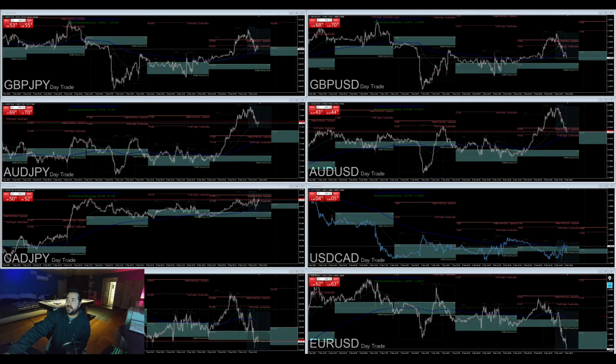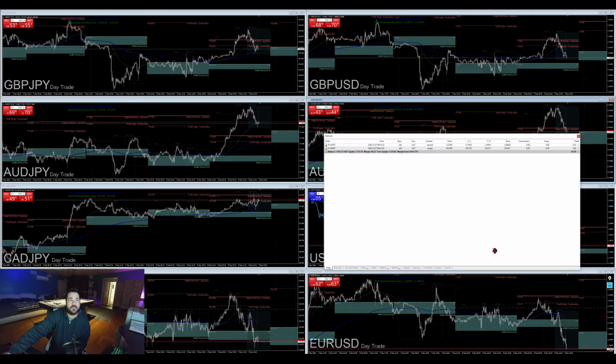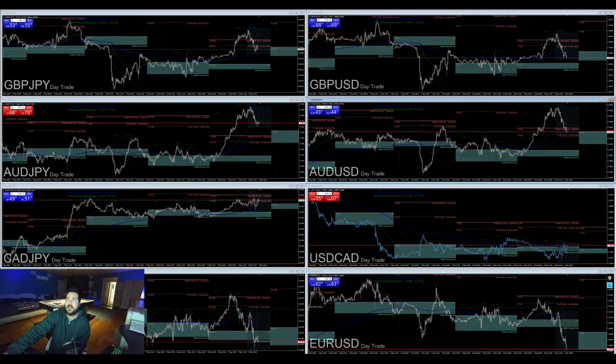So this is where we're at right now as far as our swing trades go. These are the only two that we have. They're maturing. Got knocked out of a lot of things this week, but we're still in profit for the week.